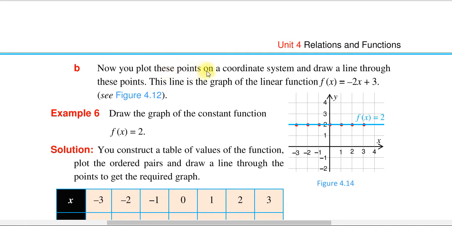Now you plot these points on the coordinate system and draw a line through these points. This line is a graph of the linear function f of x is equal to negative 2x plus 3.